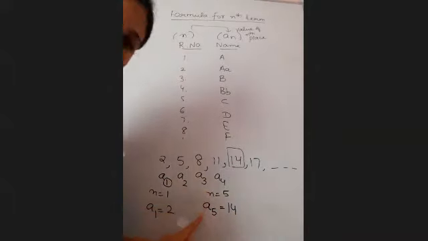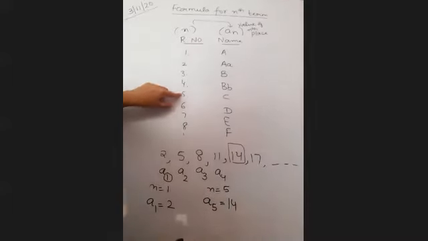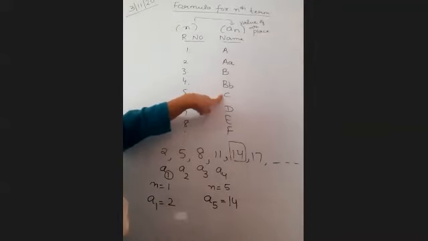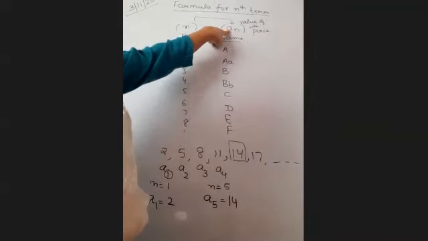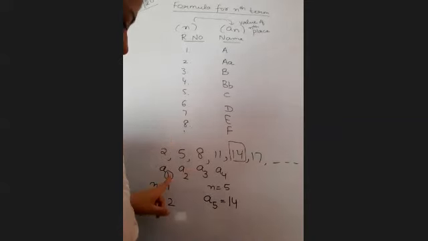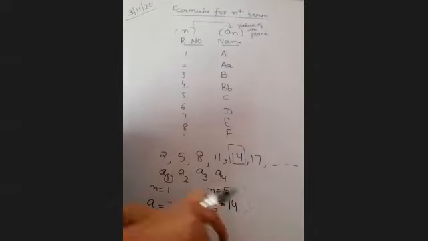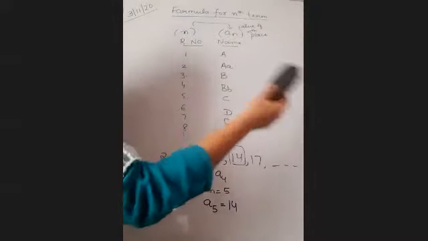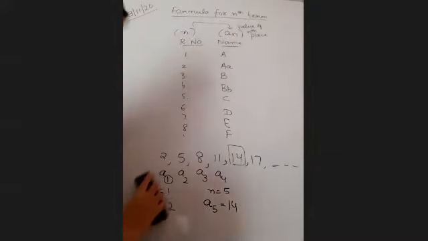What is the difference between n and A5? Like if I say roll number 5, so n is 5. But what is the name at roll number 5? C. So that is your An. Am I clear? Yes, ma'am. So the difference between n and An is clear. N is the number of terms and An is the value of that term. Clear?